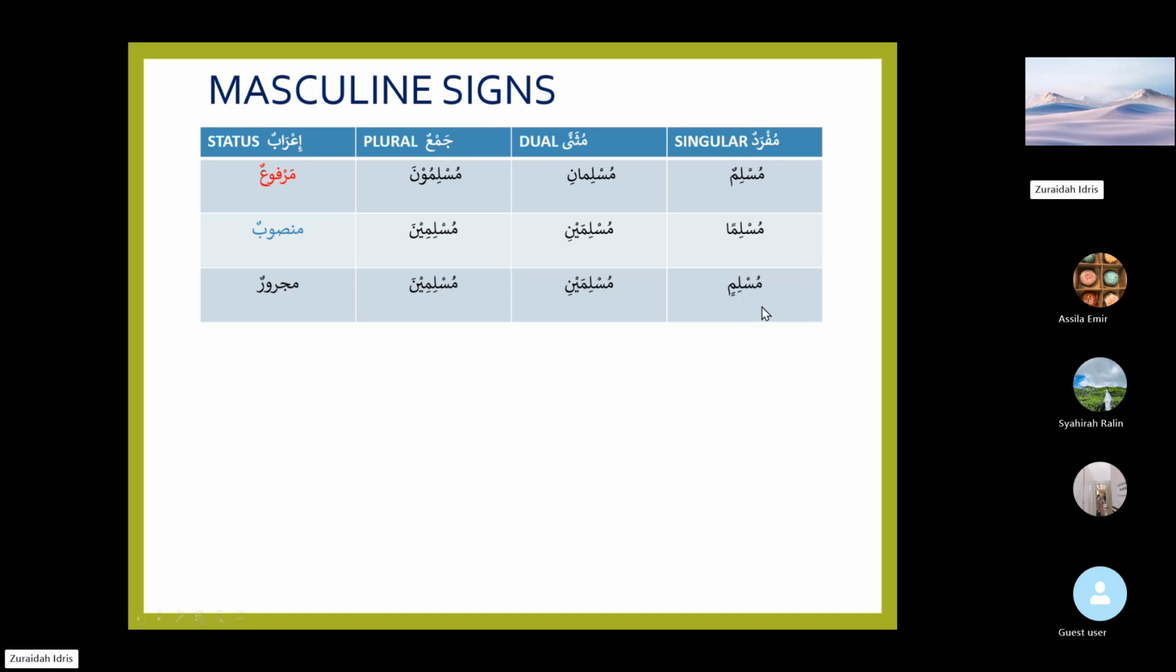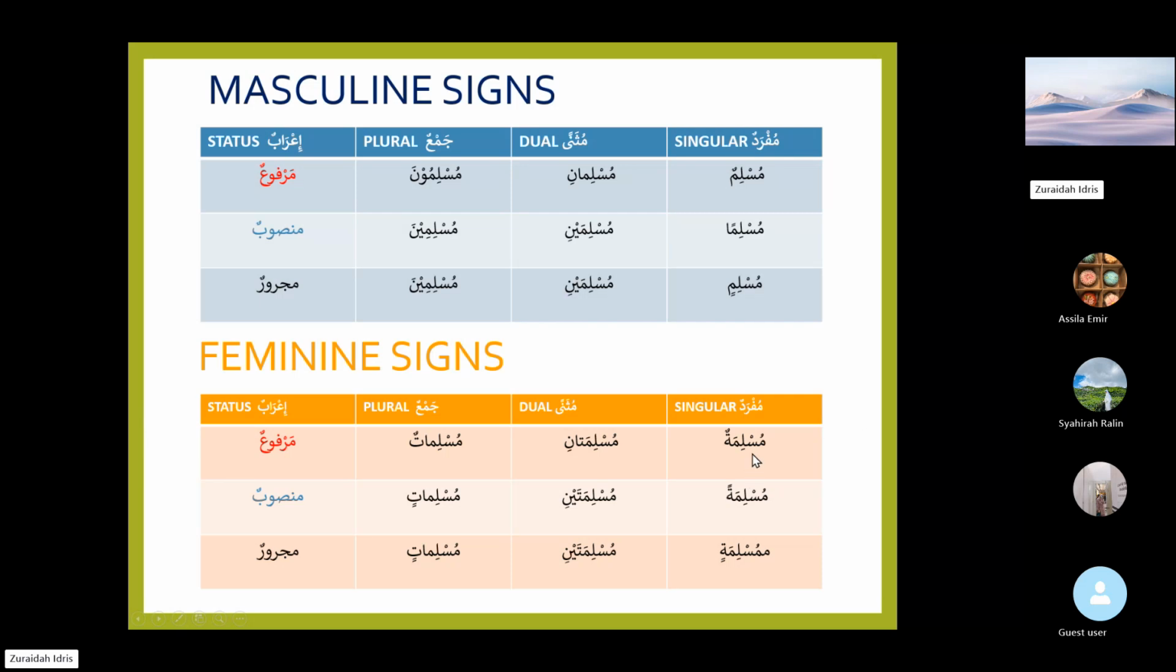Muslimun, Musliman, Muslimin, Muslimani, Muslimaini, Muslimuna, Muslimina. So this will help you memorize. Then the feminine ones, just like what Sister Sultana said just now, Alhamdulillah: Muslimatun, Muslimatan, Muslimatin, Muslimatani, Muslimataini, Muslimatun, Muslimatin. So these are the marfu', mansub, majrur.